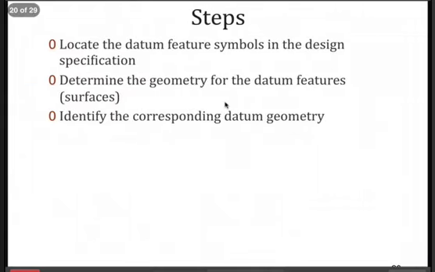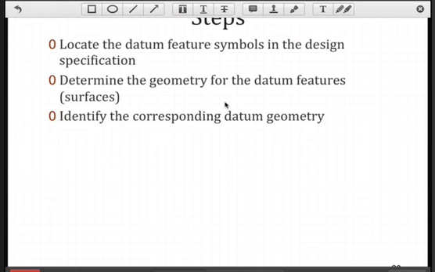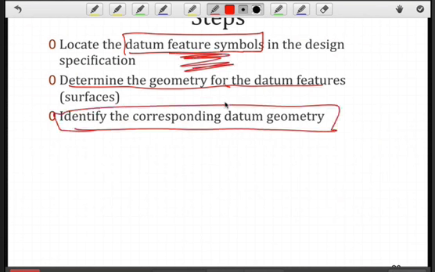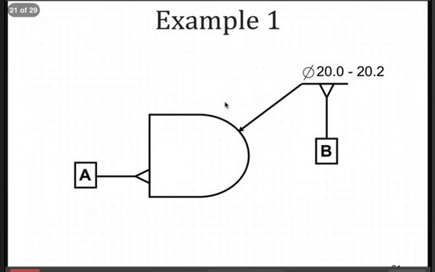So your first step is find the datum feature symbol. What are they? And those are fairly easy to identify. And then the next step may be a little more difficult, but with practice I think you'll see it's not too bad. What you'll do is determine the geometry for the datum features based upon what this feature symbol is attached to. And then from that datum feature, try to identify the datum geometry. So here's a simple example.